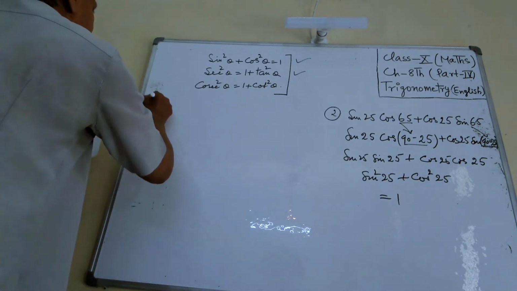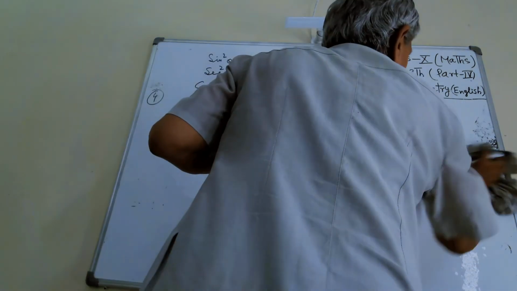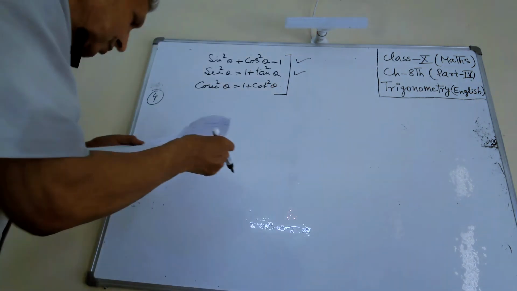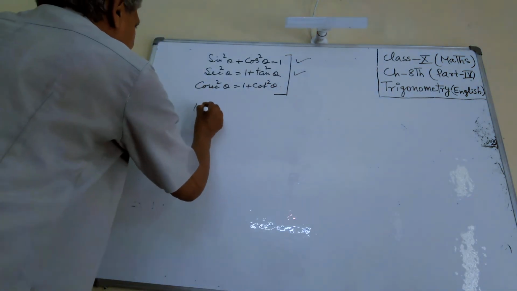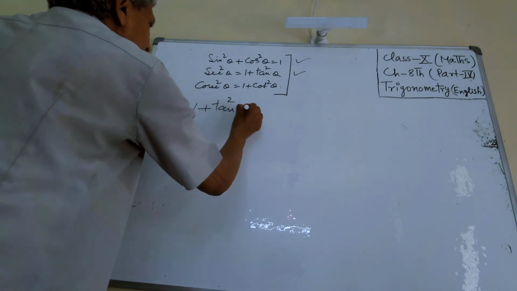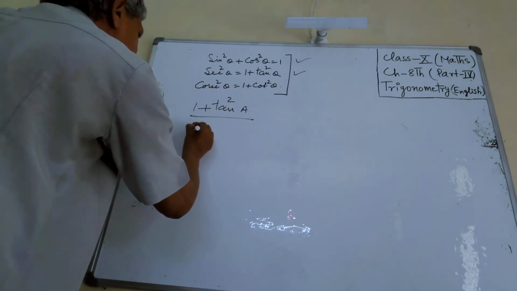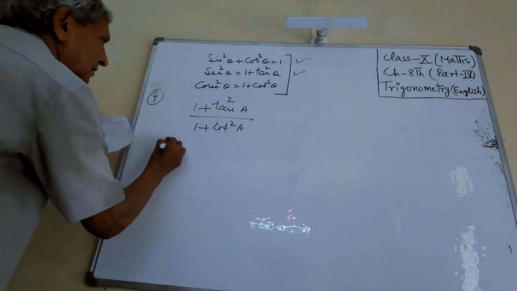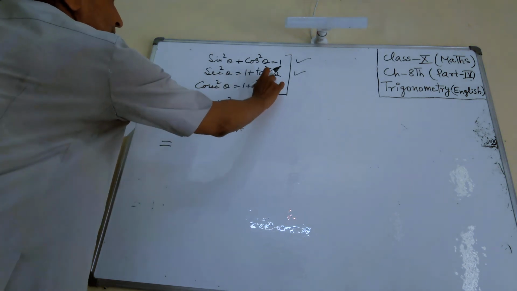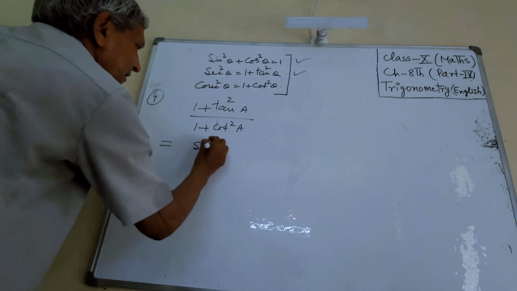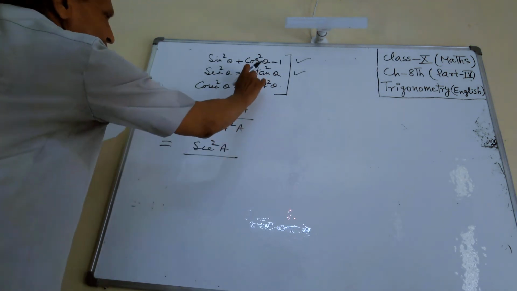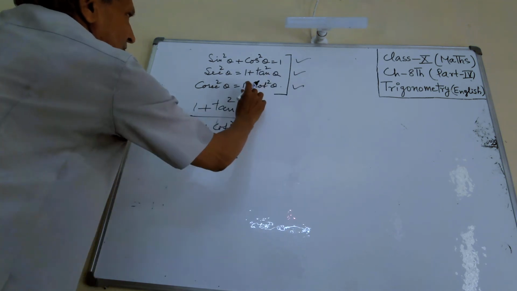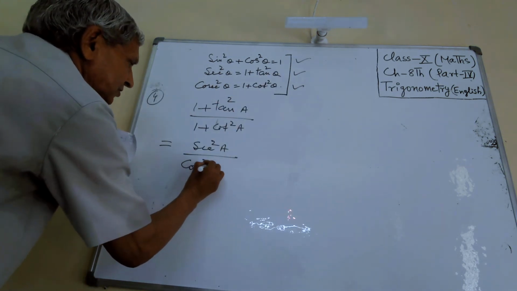Fourth question: 1 plus tan square A upon 1 plus cot square A. Here, write down 1 plus tan square A. 1 plus tan square A is equal to sec square A, changed according to the second identity. 1 plus cot square A from the third one, cot square A is equal to this, cosec square A.